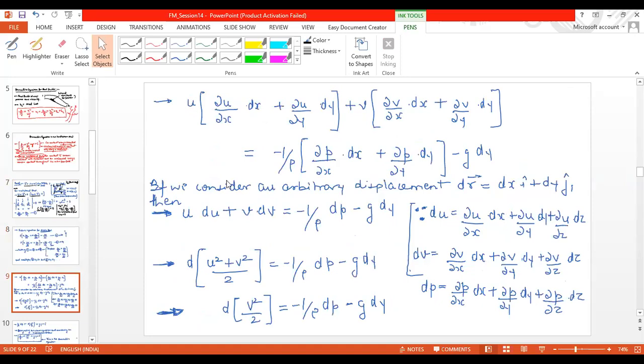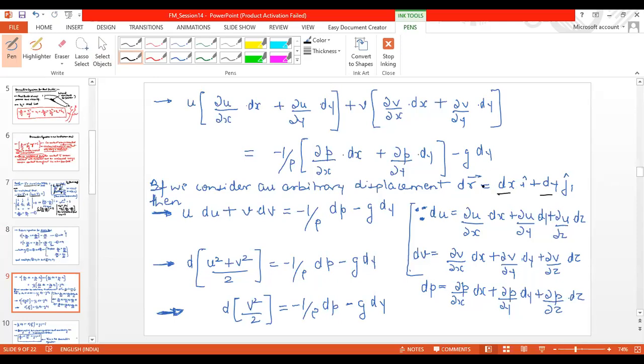Yes, sir. Now here it is very easy. Now I have just added these two equations, nothing else. So after adding, very easy. Here I am going to mention a very important point. Now if we consider an arbitrary or random displacement, let's say dr vector, the displacement of this two-dimensional fluid element is given by dx i cap plus dy j cap. So let's say within time dt, this fluid element moved through this displacement dr vector, which is the component of displacement in the x direction plus the component in the y direction.